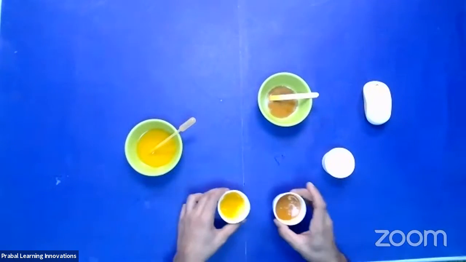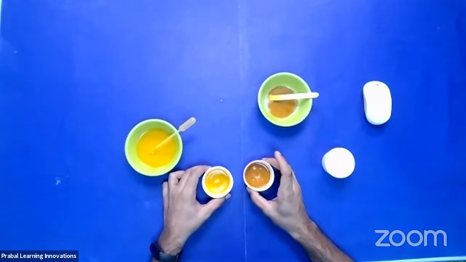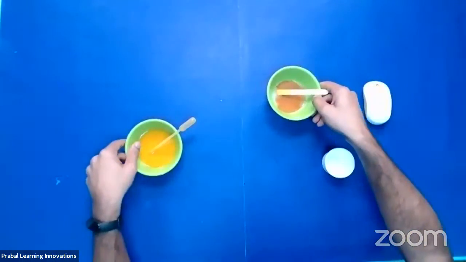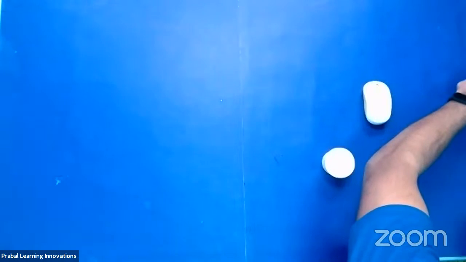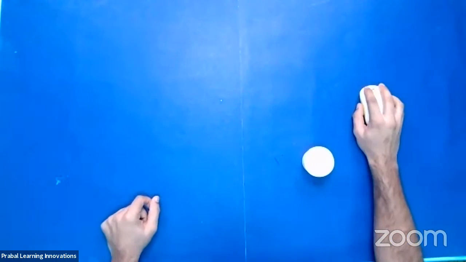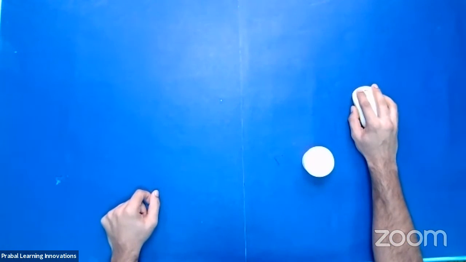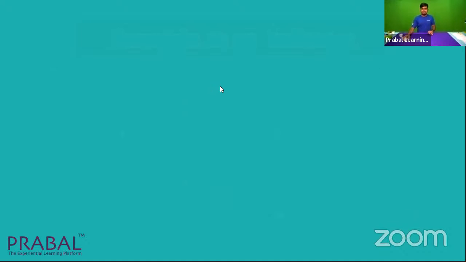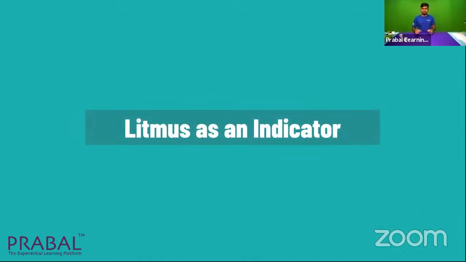We are going to keep this aside for another experiment that we are going to see at the end of this session. We'll keep it as it is. So going back to the presentation. So we just saw how turmeric can be used as an indicator of an acid or a base. Now we are going to see the second example, which is litmus.